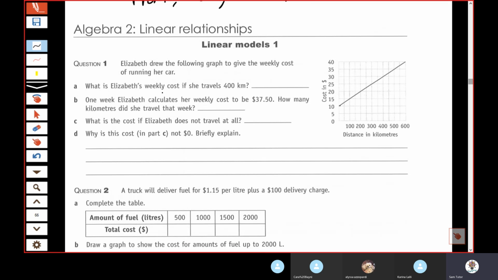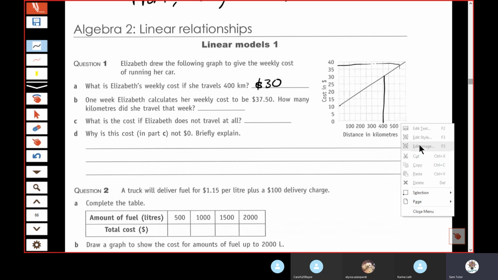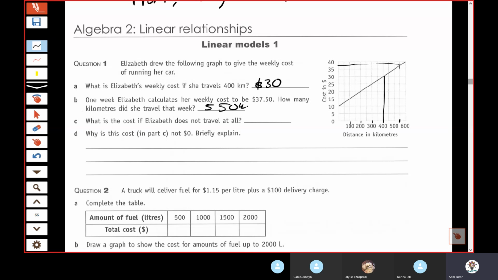What is Elizabeth's weekly cost if she travels 400 kilometers? So go up. $30. One week, Elizabeth calculates her weekly cost to be $37.50. How many kilometers did she travel that week? Halfway. $37.50. Go down. Here. These are going up by 50: 450, 500, 550. So she would have traveled 550 kilometers. Right here.